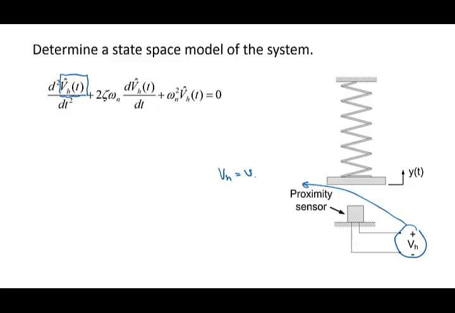But that consists of an offset V sub H bar plus V sub H hat of T. We need to get rid of this from our data and just write our differential equation in terms of V sub H hat, where V sub H hat goes to 0 as T goes to infinity.